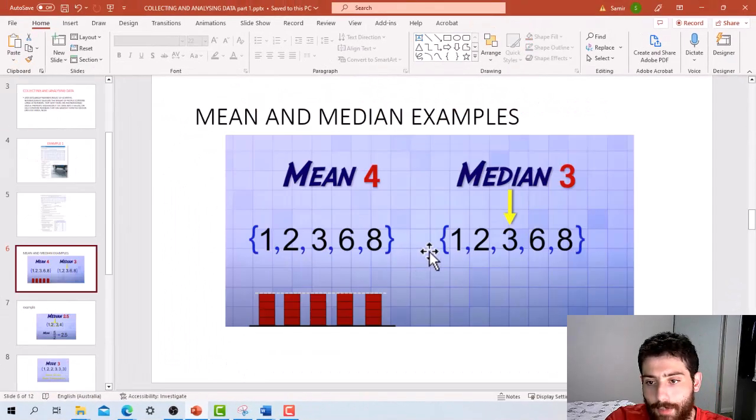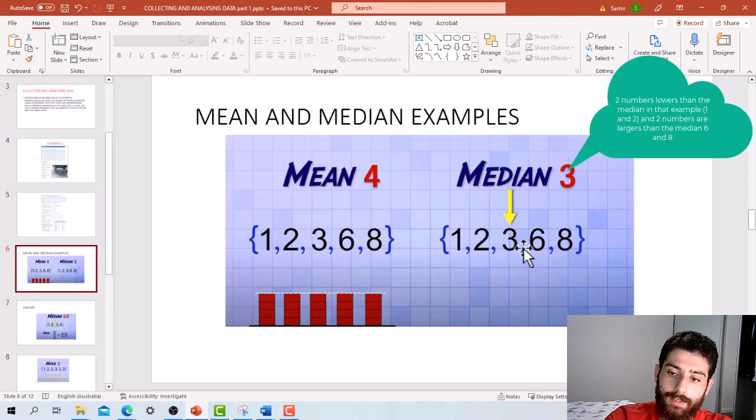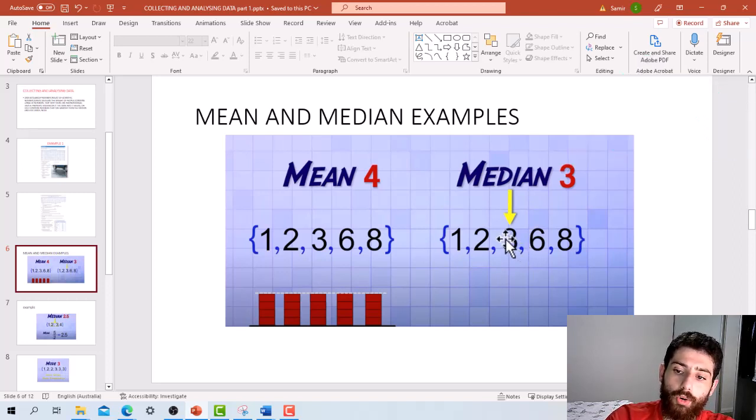And there is the median that splits the numbers into two halves. The first half, which is here 1, 2, is lower than the median, and the other two are larger than the median, which is here 6 and 8. So that's why the median is 3. So 1 and 2 are lower than 3, and 6 and 8 are larger than 3.